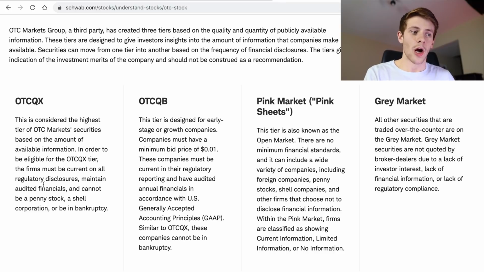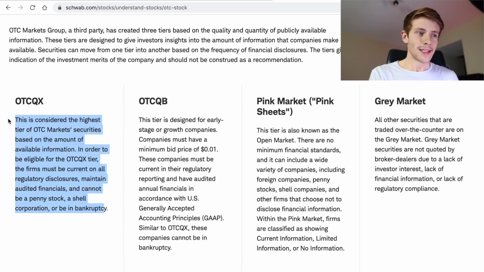So audited financials are a big deal in the OTC land because a crappy company is not gonna be able to have audited financials that prove it makes millions of dollars, because it doesn't. You know, that's like an unbiased third party coming in and saying they actually make what they say they make. So this is the highest tier.